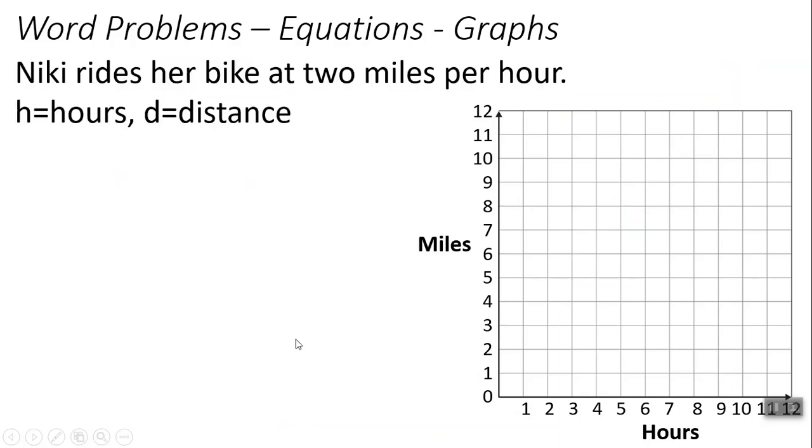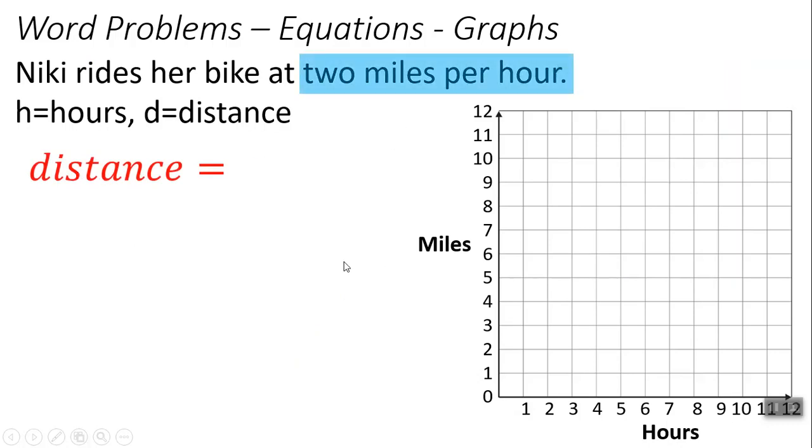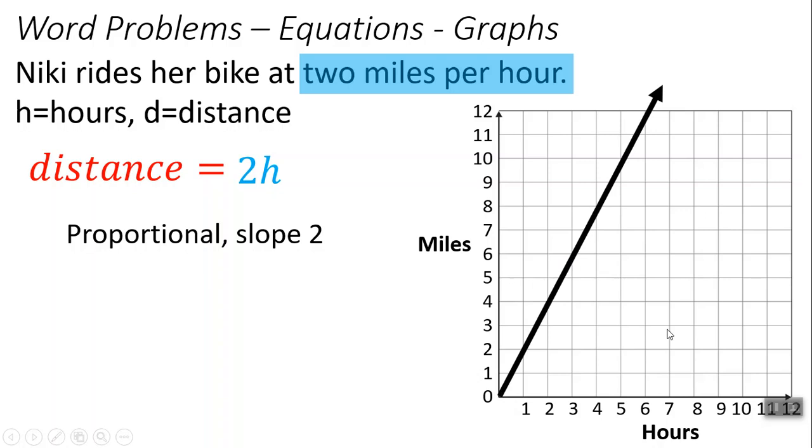Nikki rides her bike at 2 miles per hour. So we want an equation and a graph representing her distance for the hours. Distance is going to be 2 miles per hour. That's 2 miles for each hour, 2 times h. Now ideally you'd be able to look at this and say, oh, this is proportional and it's a slope of 2. With that in mind, you'd say, oh, proportionals always start at 0, 0. And then if the slope is 2, that's up 2, right 1, up 2, right 1, up 2, right 1. And the line would look like this.